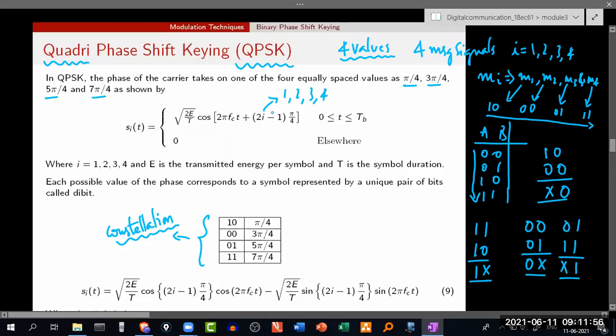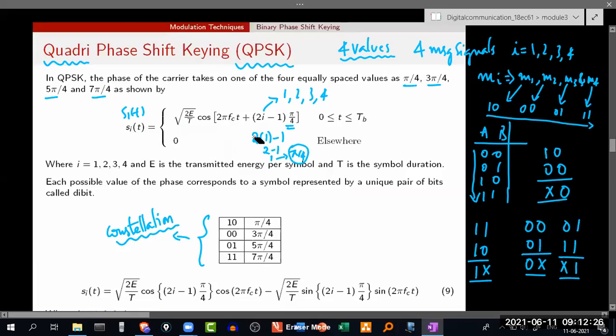So here if I substitute i as equal to 1, I'll get 2 into 1 minus 1. 2 into 1 is 2, 2 minus 1 is in turn equal to 1, 1 multiplied with pi by 4. So the starting signal S1 of t, because I have substituted i as equal to 1, in turn results in my first signal where the phase part is equal to pi by 4.